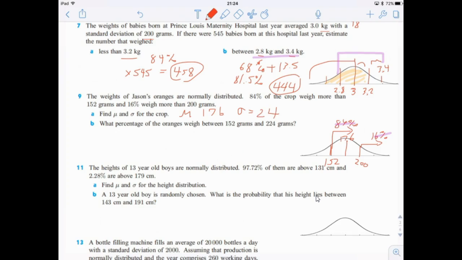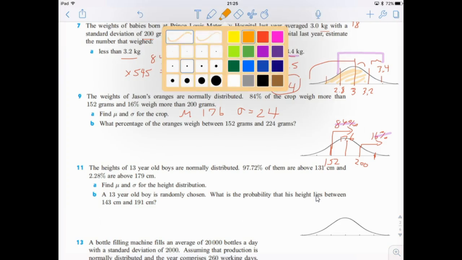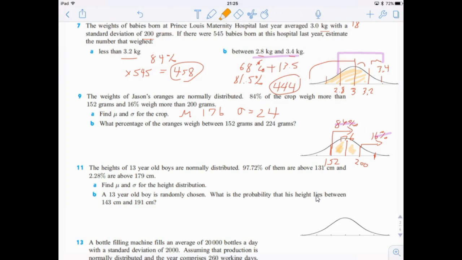What percentage of the oranges weigh between 152 grams and 224 grams? Let's see, 224, that would be down here, right? So how many of the oranges are going to be this section, and this section? So that's going to be 68%, which is the middle two sections, plus 13.5%, which is the other section. And let's see, 68 plus 13.5 is 81.5%. That sounds familiar. We saw that before in problem 2.